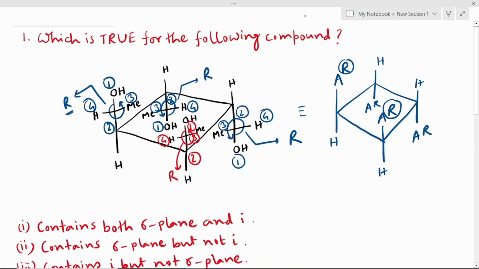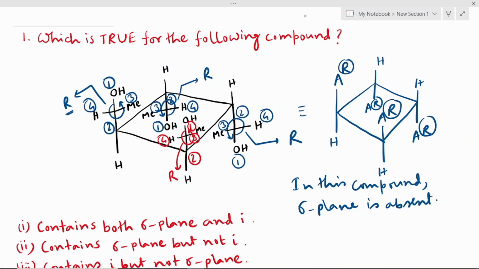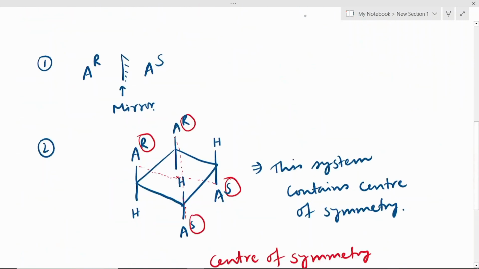If a sigma plane were present, it should have the opposite configuration. If it is S and R, then a sigma plane will be present, but here the sigma plane is absent because the absolute configuration is the same. Here also it is R and it is R, so there is no sigma plane. Sigma plane is absent.